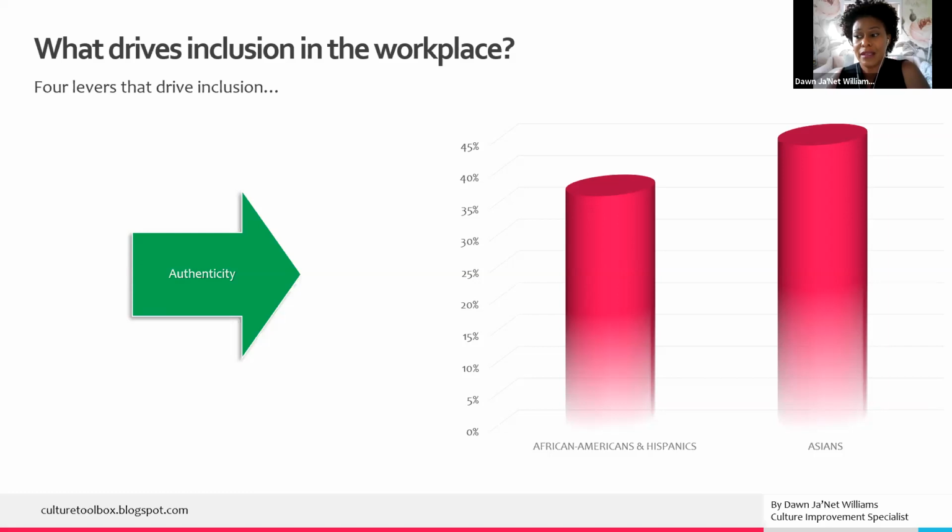Research on women in the science, engineering, and technology industries shows that regardless of gender, acting like a man can provide an advantage in becoming a leader in these fields. So I want to go back to those percentages that I just talked about. 37% of African Americans and Hispanics and 45% of Asians say they need to compromise their authenticity.